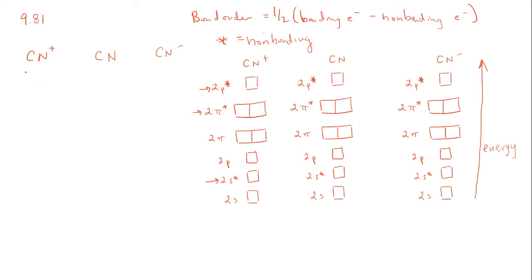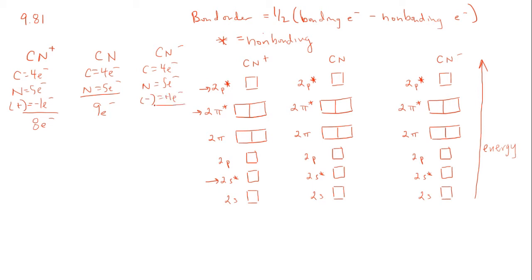So how many electrons do we have to work with for the cation? Carbon would have 4 electrons, nitrogen would have 5 electrons, and because of the positive charge, we lose 1 electron for a total of 8 electrons. For the next molecule, we just look at the electrons from carbon and nitrogen for a total of 9 valence electrons to place. For the cyanide anion, we still have carbon with 4 electrons, nitrogen with 5 electrons, and because of the negative charge, we add 1 more electron for a total of 10 electrons to place.